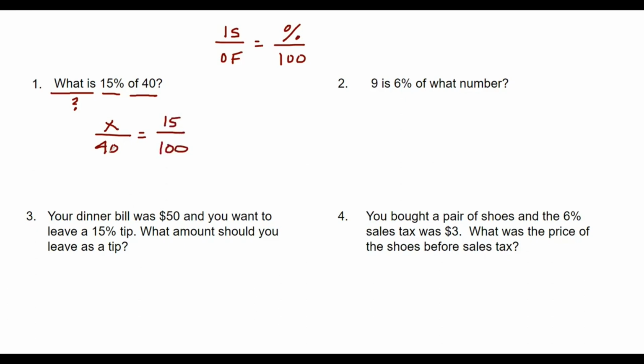And then we cross multiply. I always like to cross multiply first with the x. So x times 100 is 100x, which is equal to 40 times 15, which is 600. You can use your calculator for these kinds of problems. And then finally, we will divide both sides by what x is being multiplied by, 100. That will give us x is equal to 6. 6 is 15% of 40.